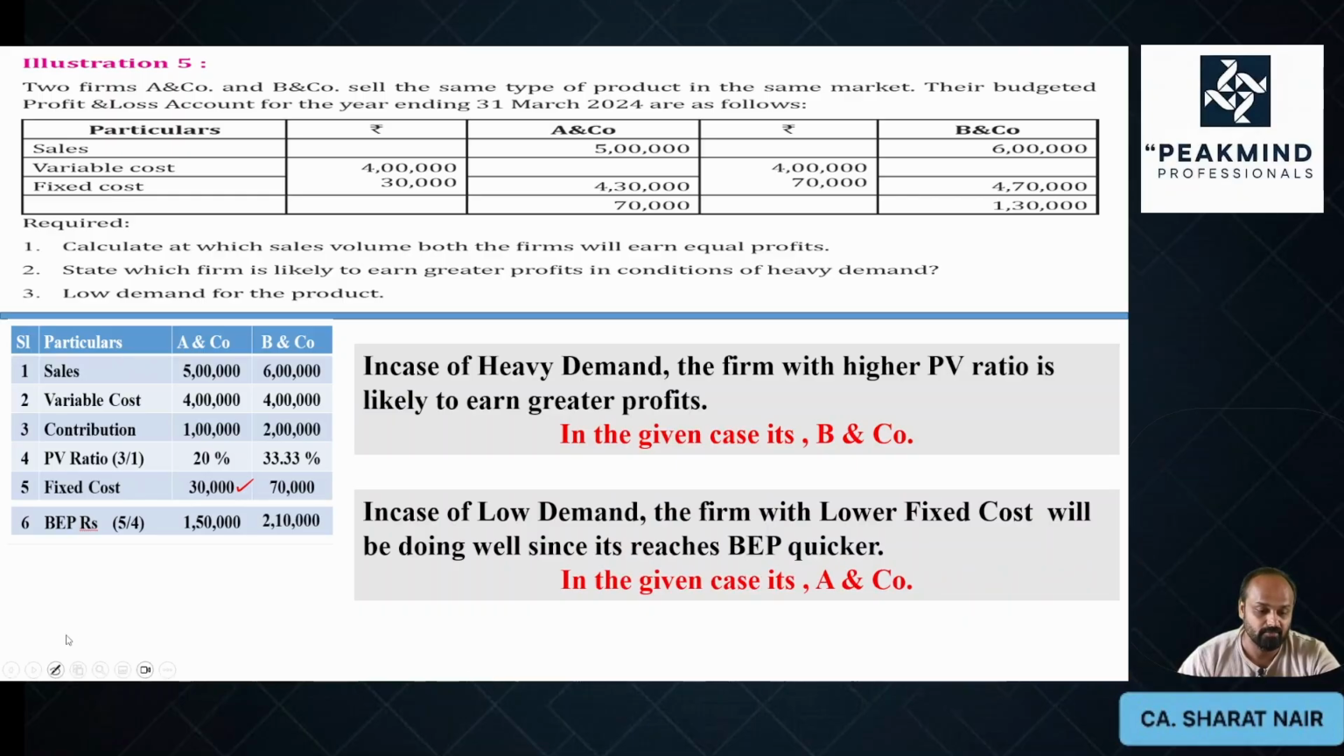So with this, we come to the conclusion of illustration 5. Because management accounting is a subject where decision making and the logic behind the decision making may be asked, I would rather say this can be an important question from the exam point of view. Okay. Thank you very much.